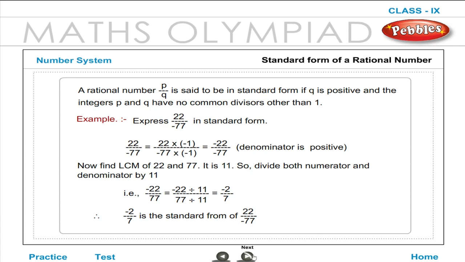Now find the HCF of 22 and 77. It is 11. So, divide both the numerator and denominator by 11. That is, -22 by 77 is equal to -22 divided by 11 by 77 divided by 11, is equal to -2 by 7. Therefore, -2 by 7 is the standard form of 22 by -77.